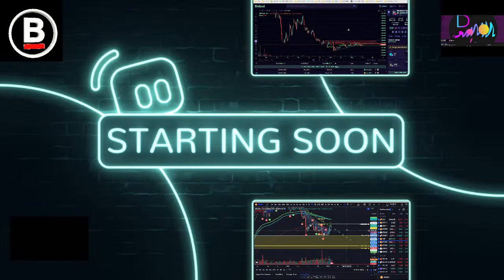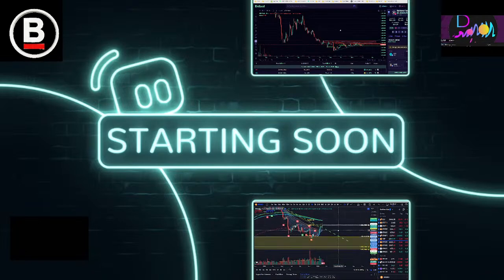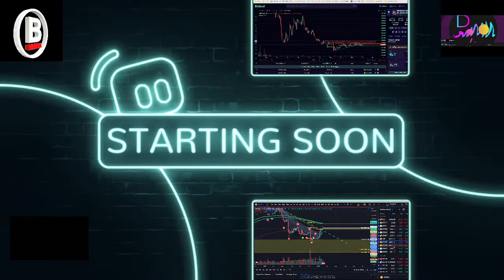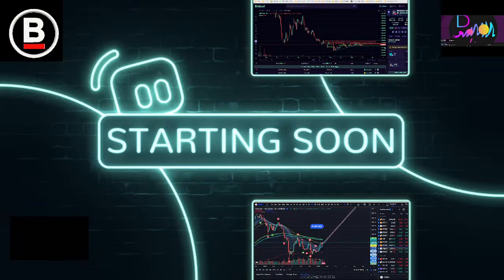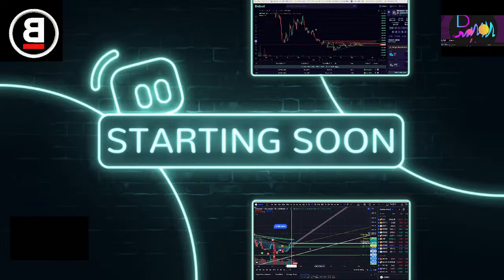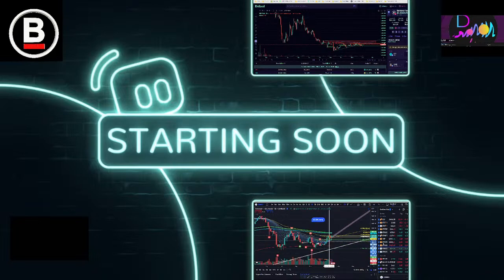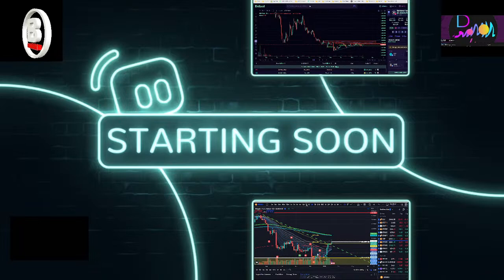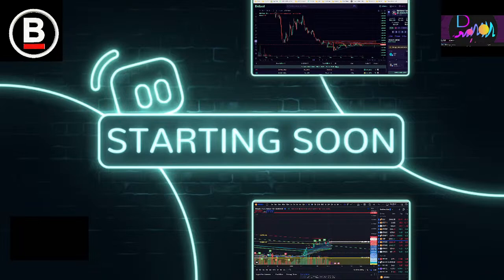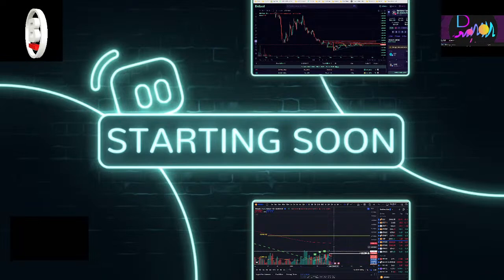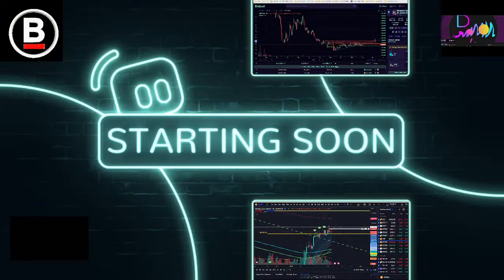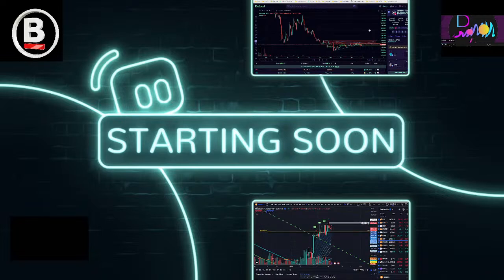Bitcoin having a decent move. We are looking for that 5-wave move again. Ethereum. So let's go to Bitcoin on the daily real quick. What are we looking at? So on the daily, we are filling in a range.